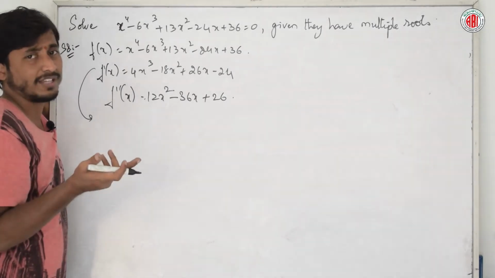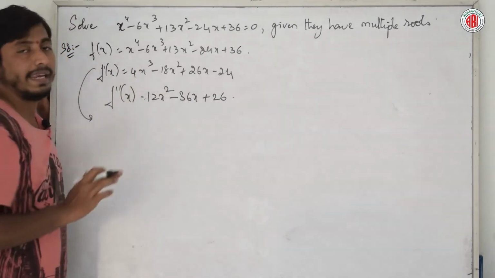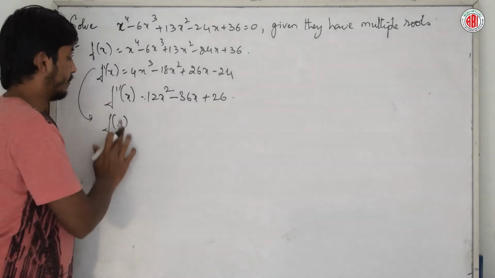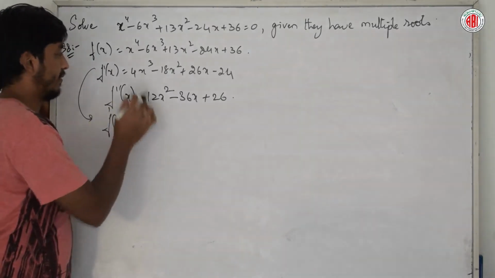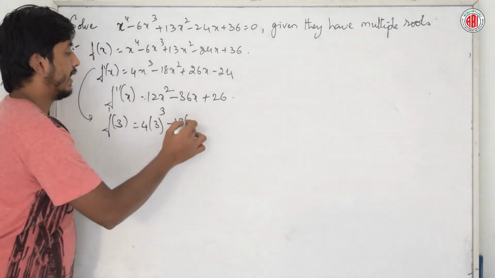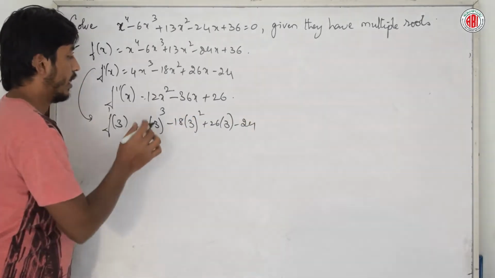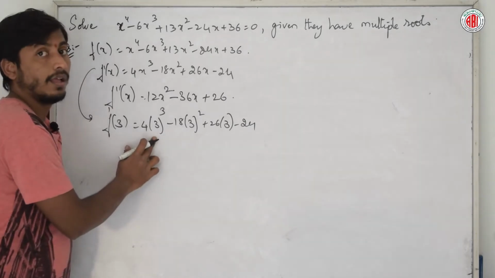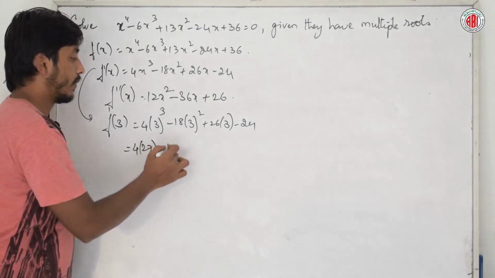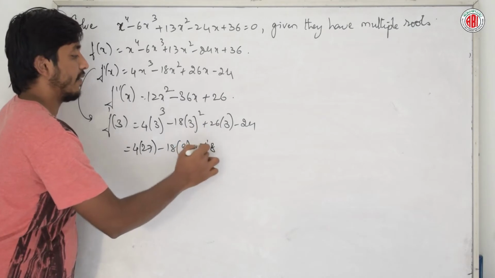2 and minus 2 we have to substitute. 3 and minus 3 also we have to substitute. For 2 it is impossible, we can see it. For 3 let us substitute and check. Put x is equal to 3. F dash 3, what do I get? 4 into 3 cube minus 18 into 3 square plus 26 into 3 minus 24. 3 cube is how much? 3 cube is 27.